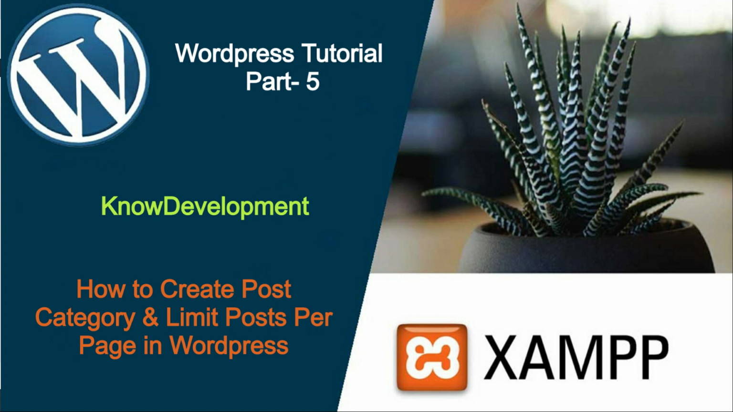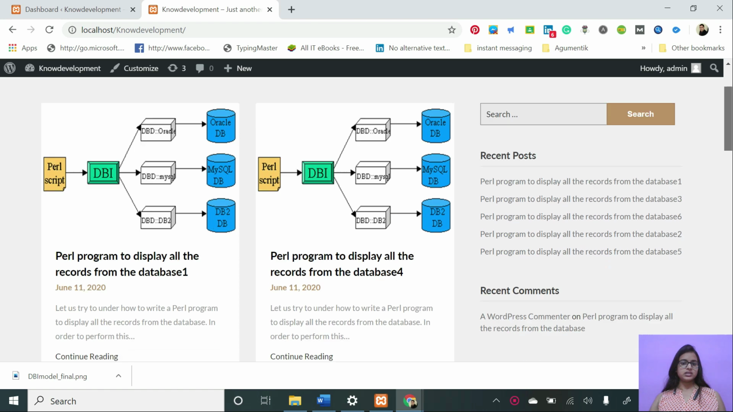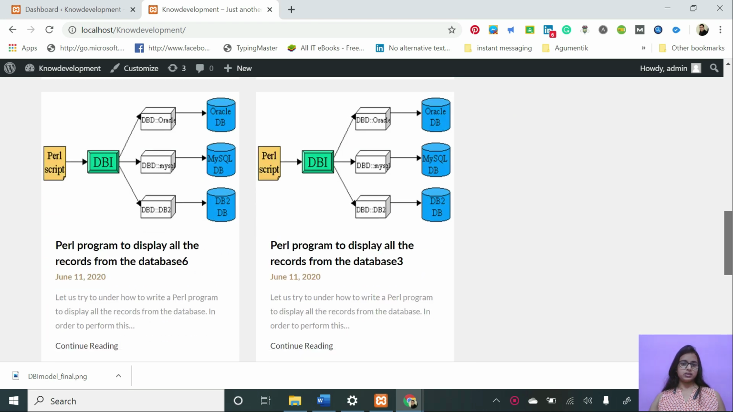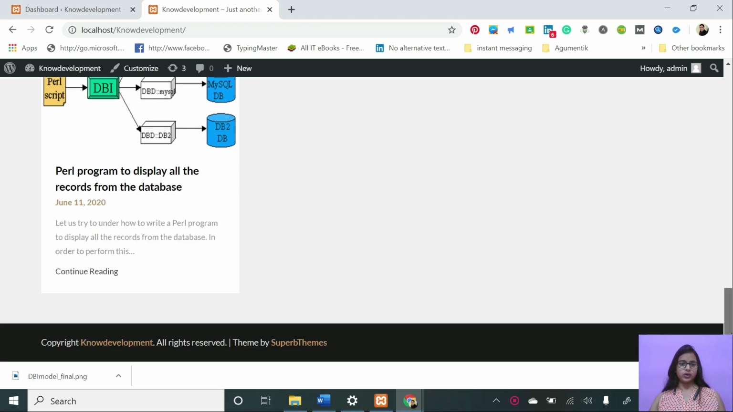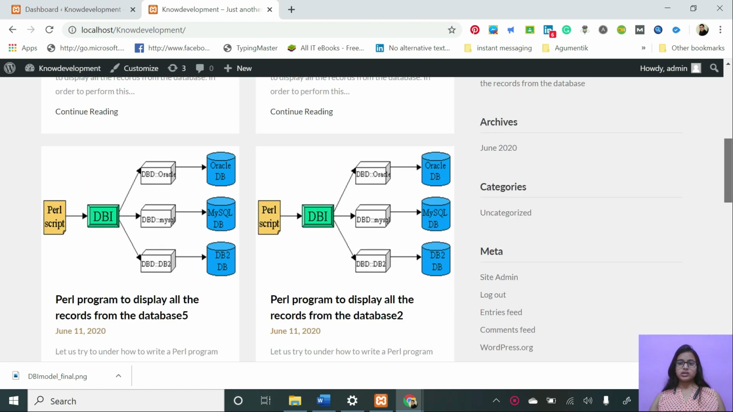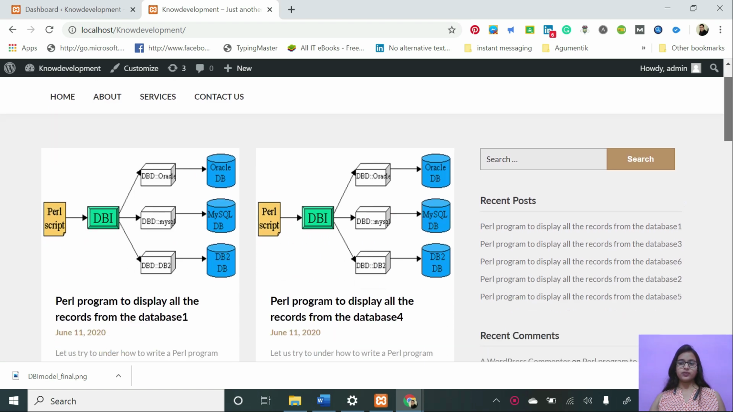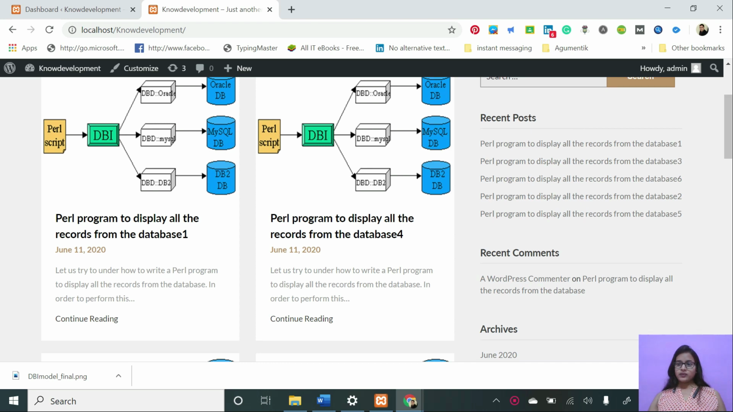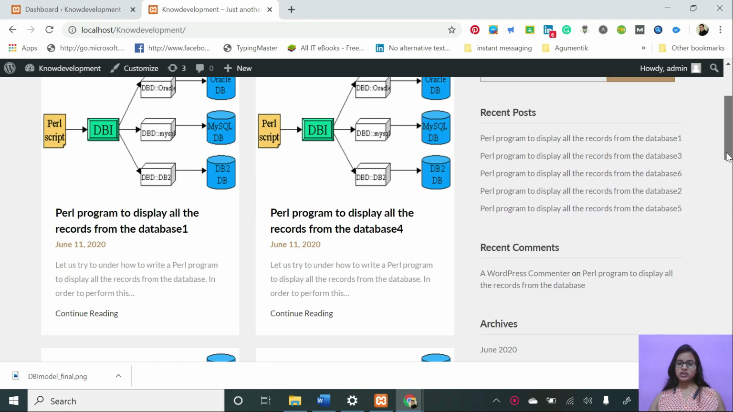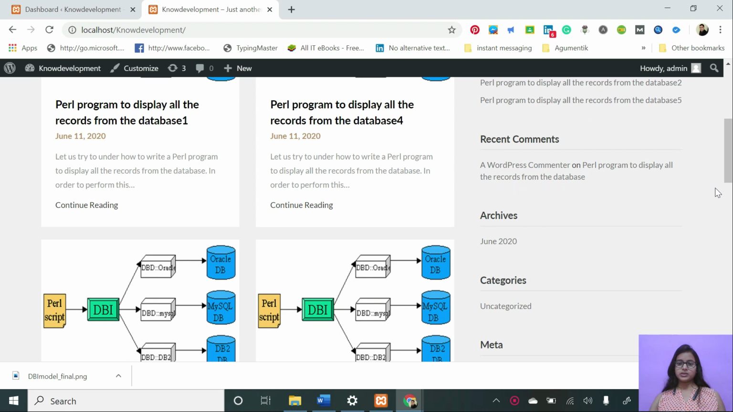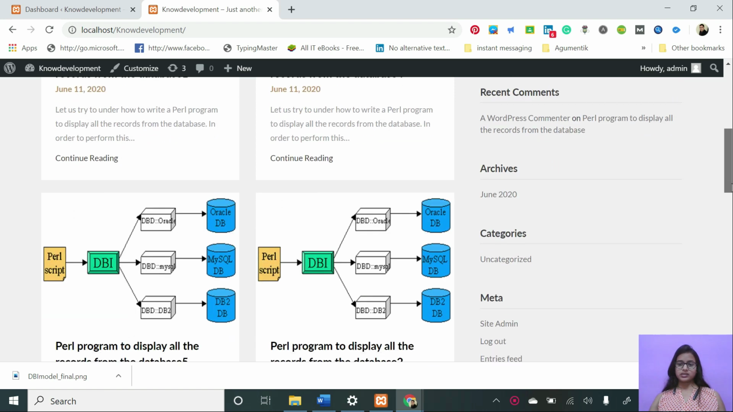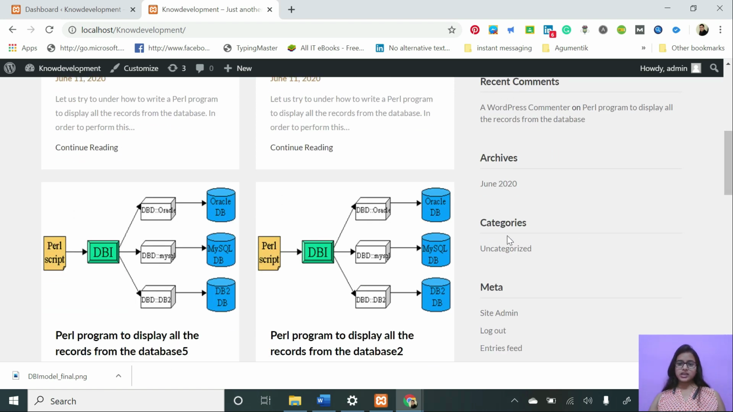Now I'm showing you one thing. This is the front page. Here, multiple posts are appearing. In the right corner, you will see the sidebar of our blog. It shows search, recent posts, recent comments, archives and categories. Under categories, there is only one category, created by default in this WordPress application, which is Uncategorized.